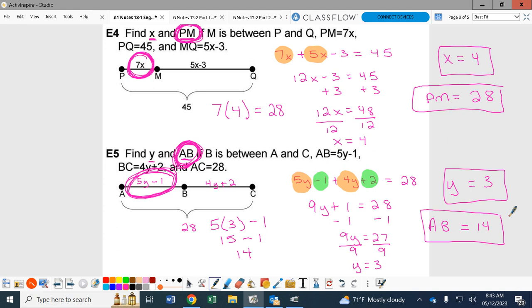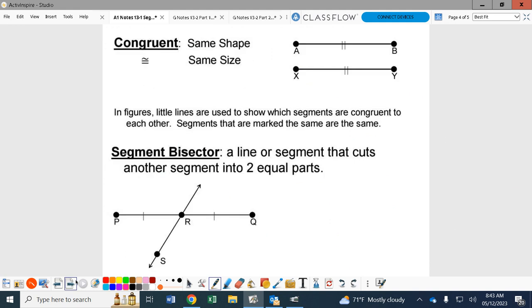Okay. So the other way that we are going to apply this is to talk about segment bisectors. So let's first talk about what makes something congruent. Some of you have seen this word before. Some of you have seen this symbol before. I've written most of it on here for you. This is the word congruent. This is the symbol that goes for it.